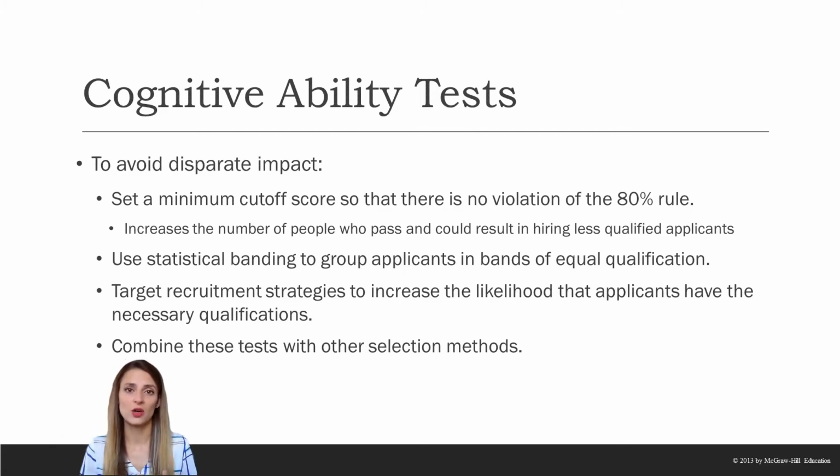You want to make sure that your recruitment strategies are fair and are targeting all individuals, including those that are in the minority group. This increases the likelihood that applicants have the necessary qualifications, that your applicant pool is sufficiently large for you to choose highly qualified individuals, and it also lessens the risk of disparate impact. The final suggestion, and probably the most important suggestion, is that you combine the use of a cognitive ability test with other types of selection tests.